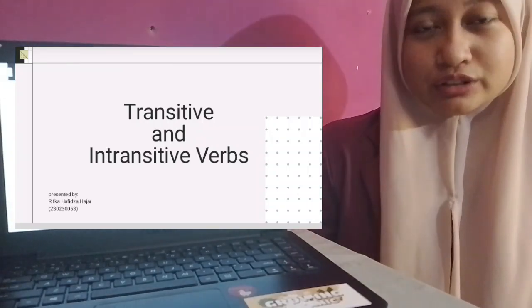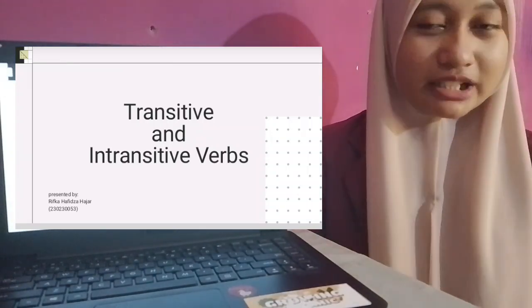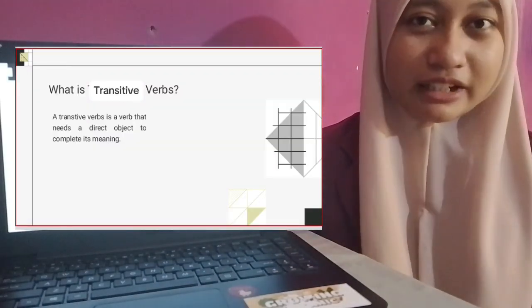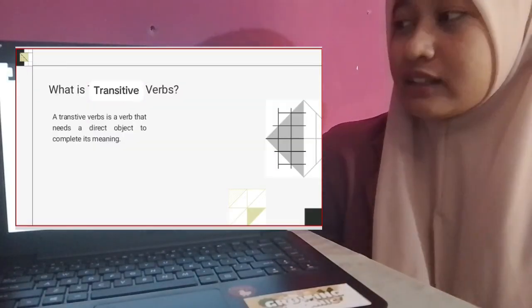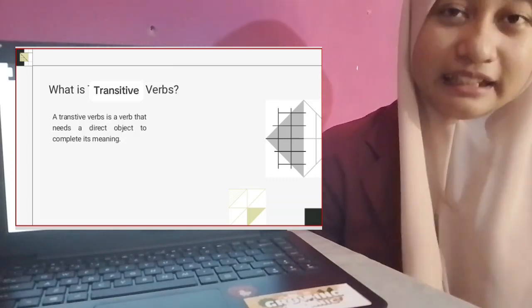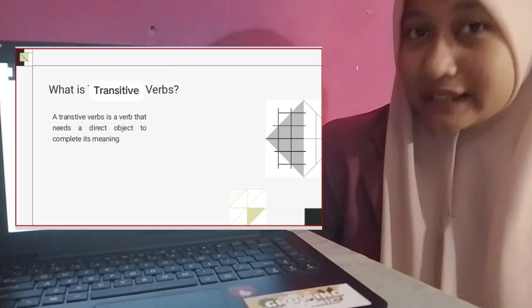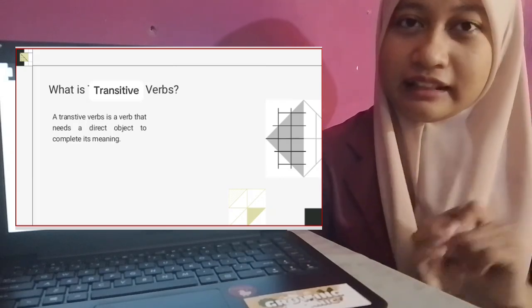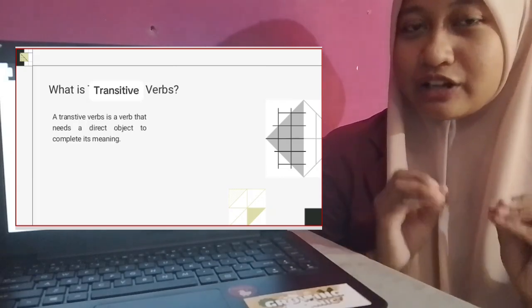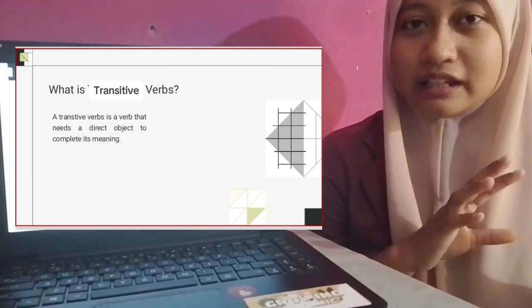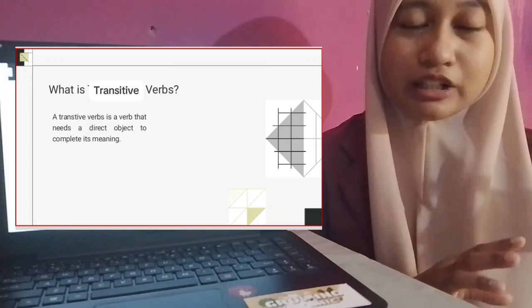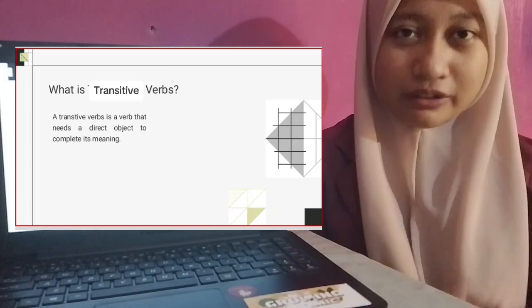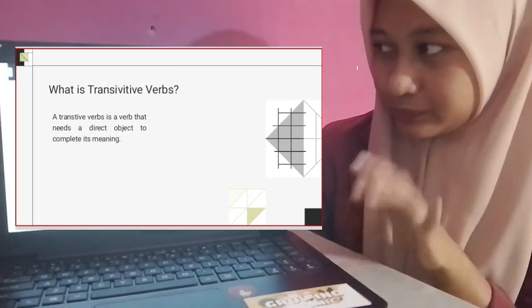Today I would like to talk about transitive and intransitive verbs. Okay, what are transitive verbs? A transitive verb is a verb that needs an object to complete its meaning. So, if there is a sentence and after the verb is an object, it means the verb is a transitive verb.